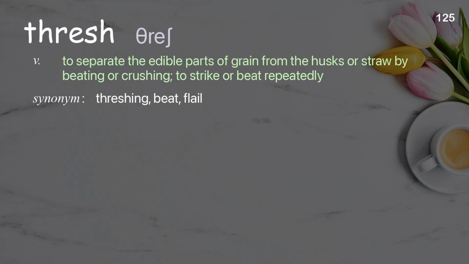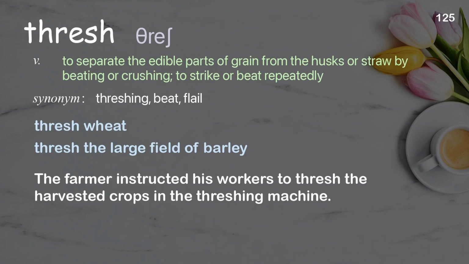Thresh. To separate the edible parts of grain from the husks or straw by beating or crushing. To strike or beat repeatedly. Examples: Thresh wheat. Thresh the large field of barley. The farmer instructed his workers to thresh the harvested crops in the threshing machine.